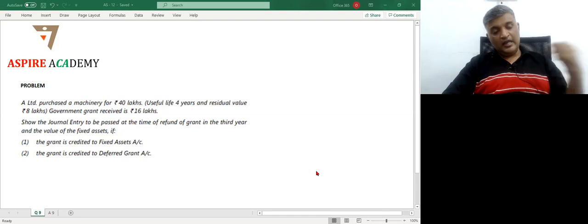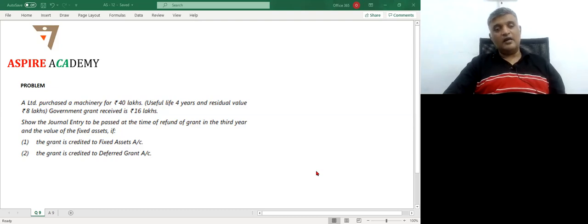So we'll take case by case. We'll take up case 1 first. When the grant is credited to the fixed asset account, and now if you're going to refund the grant, what entry will you pass? We will add it back to the fixed assets account. So the entry will be fixed asset account debit to bank, which is 16 lakhs. That is the entry for the refund of the grant. In case 1, when the grant was initially credited to the fixed asset account, upon refund the entry will be passed as fixed asset account to bank 16 lakhs. That is the first part.